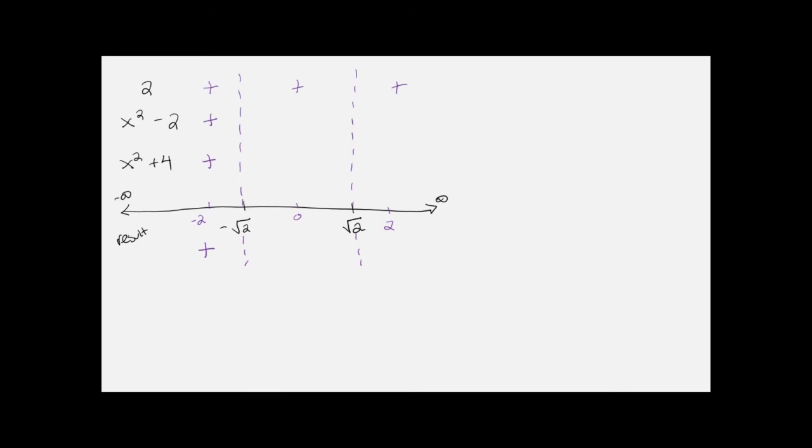Now if I plug 0 in, I get a negative, and I get a positive number out. So here I've got one negative sign, so my result will be negative. And now I'm going to plug in a positive 2. So 2 squared minus 2, it's 4 minus 2, that's 2, that's positive. 2 squared plus 4 is 4 plus 4, that's 8, that's positive. Now I'm also going to have positives.